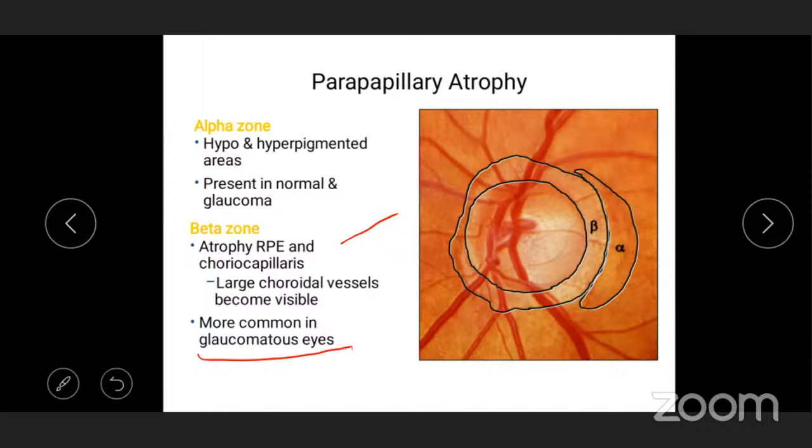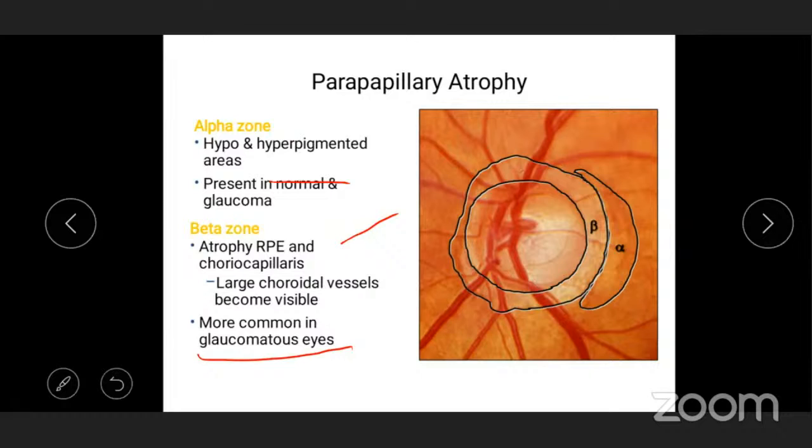The alpha zone can be seen also in a normal eye. So that is why we pay more attention to the beta zone. And because beta zone is so important in glaucoma, I have a mnemonic to teach you. The mnemonic to learn beta zone is the 3 B's.